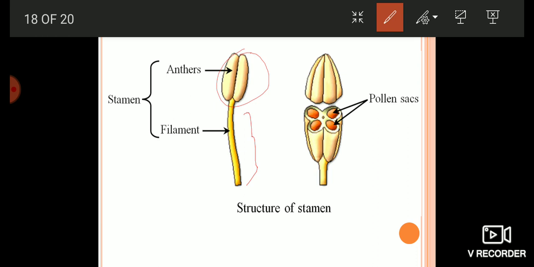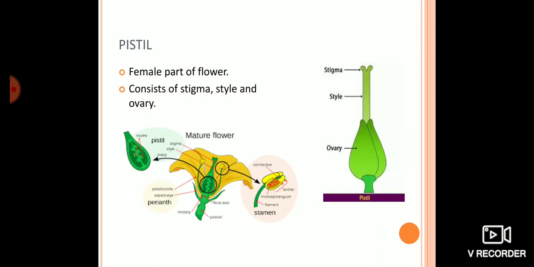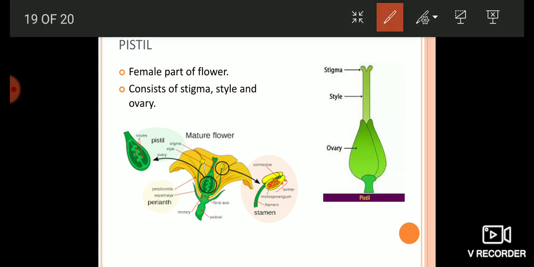At the center of the flower there is a female reproductive part called pistil. Now you can see here, this is the female reproductive part called pistil. It is in the shape of a flask. The lower swollen portion is called the ovary. Flask, like this, as you know, a flask.